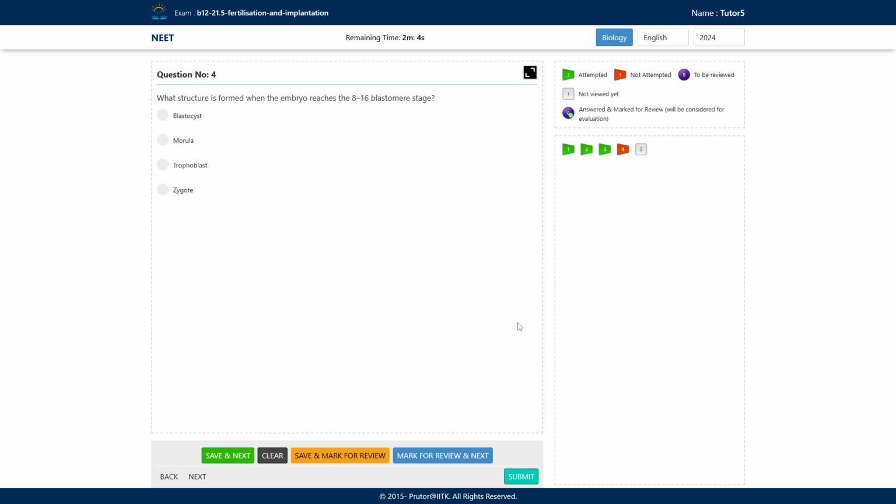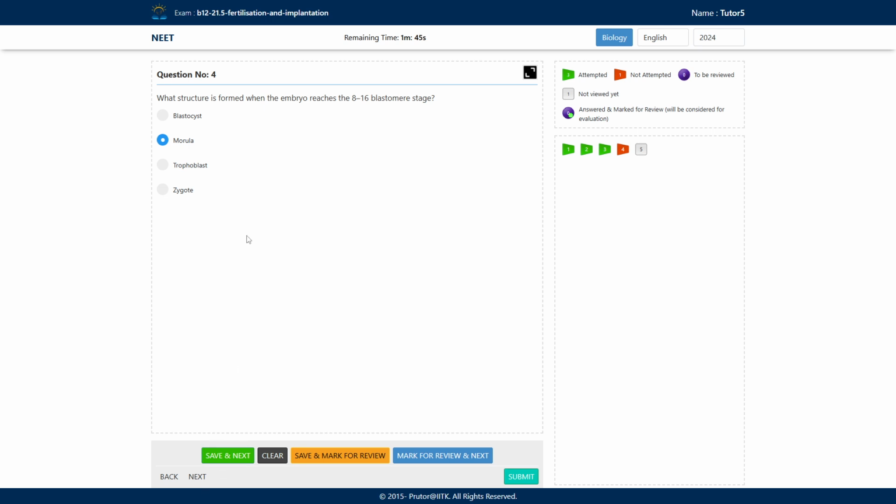What will be the correct answer here? The correct answer here will be morula. So the morula consists of 8 to 16 blastomeres. After the morula, the blastocyst is formed. So from the zygote, the morula is formed. From the morula, the blastocyst is formed.